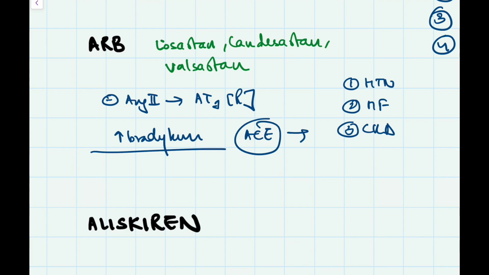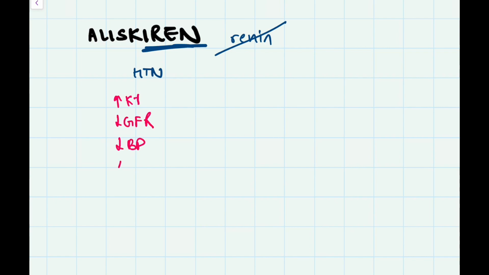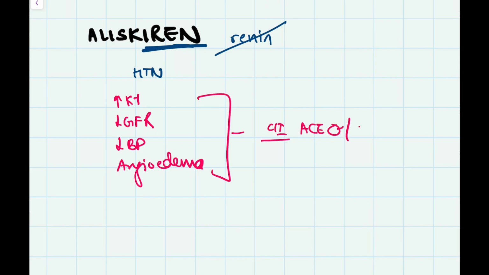The last drug is aliskiren. It is a direct renin inhibitor, as the name has the ren. So what it does is that it will again block the conversion of angiotensinogen to angiotensin 1. Its use is again in hypertension, and the adverse effects associated are hyperkalemia, decreased GFR, decreased BP that may cause hypotension, and angioedema. Right, they are relatively contraindicated in patients on ACE inhibitors or ARBs, and they are contraindicated in pregnancy.